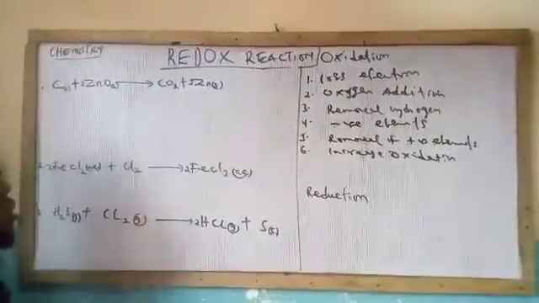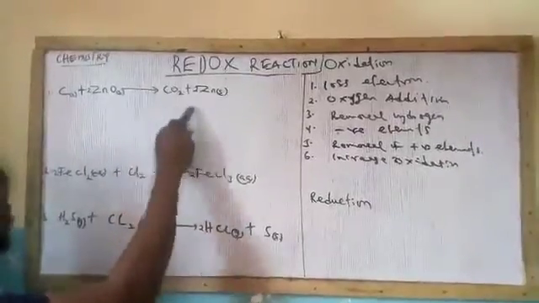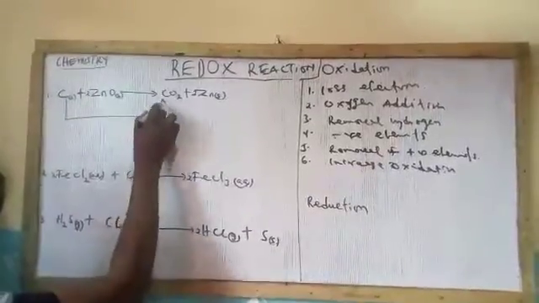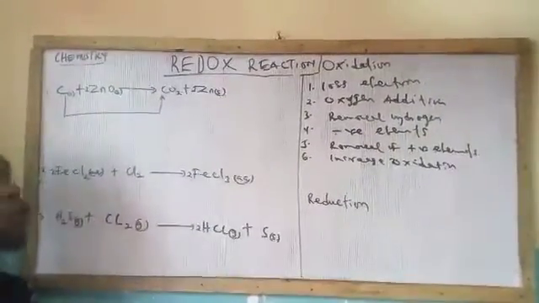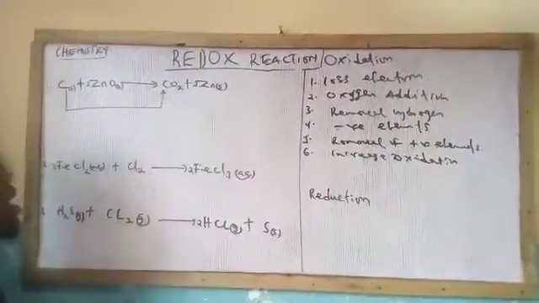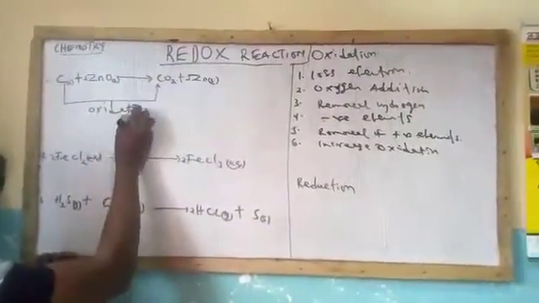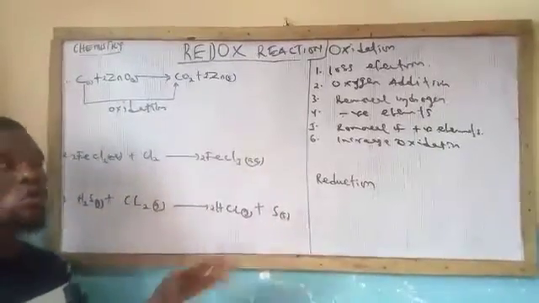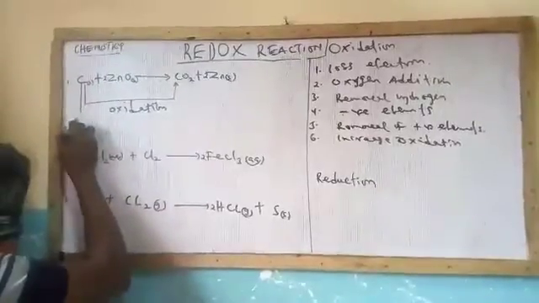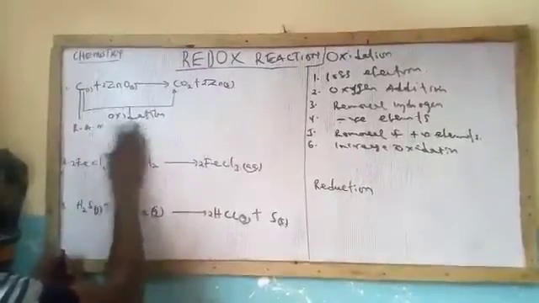Now, if you go by the example that I have here, when carbon as an element combines with zinc oxide to give carbon 4 oxide plus zinc, if you observe following my arrow here, there was addition of oxygen. Carbon added oxygen from zinc oxide to achieve carbon 4 oxide. And whenever there's addition of oxygen, like I said earlier, the process is called oxidation. When oxidation occurs, the agent responsible is known as the reducing agent, or reductant.